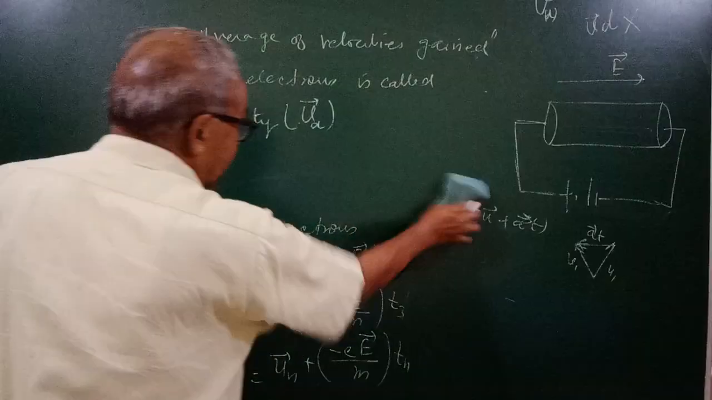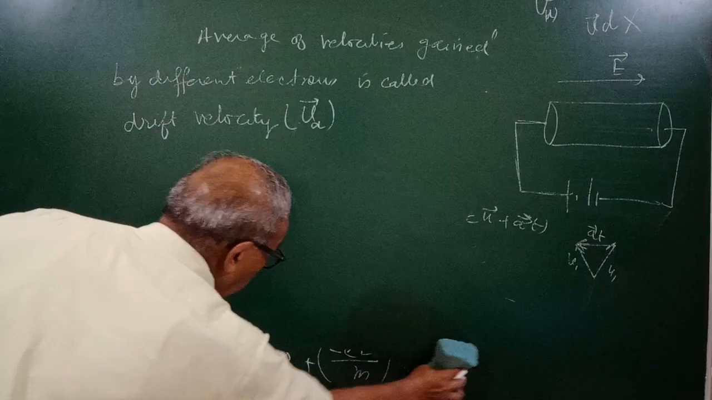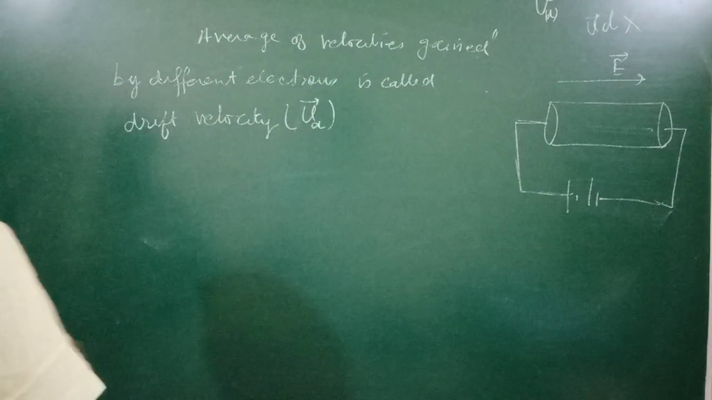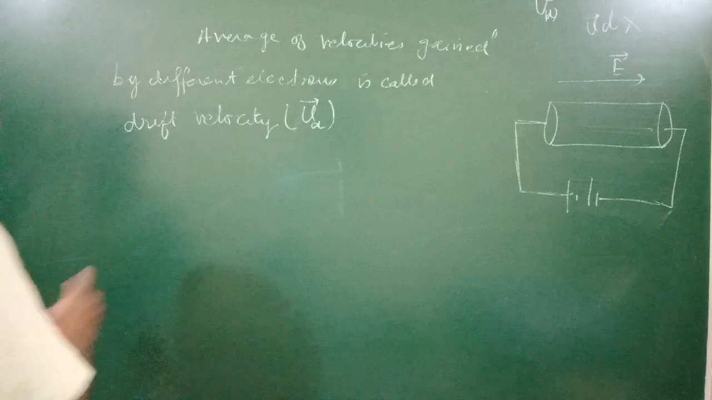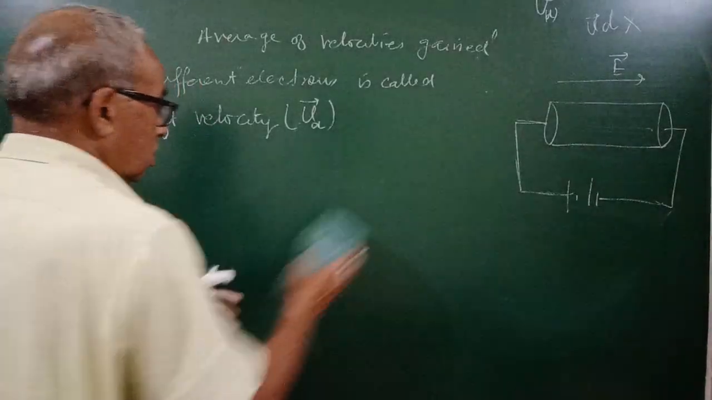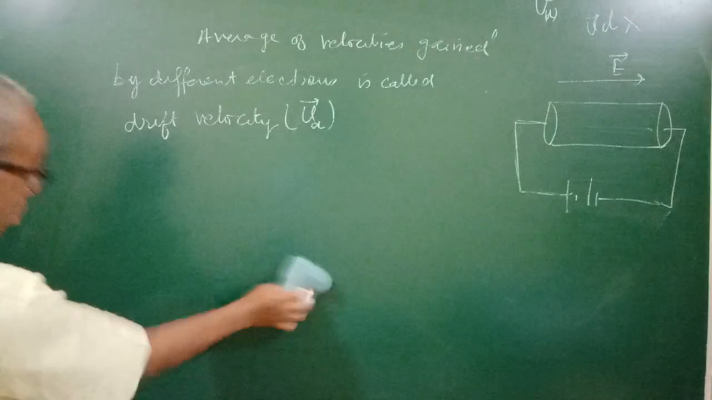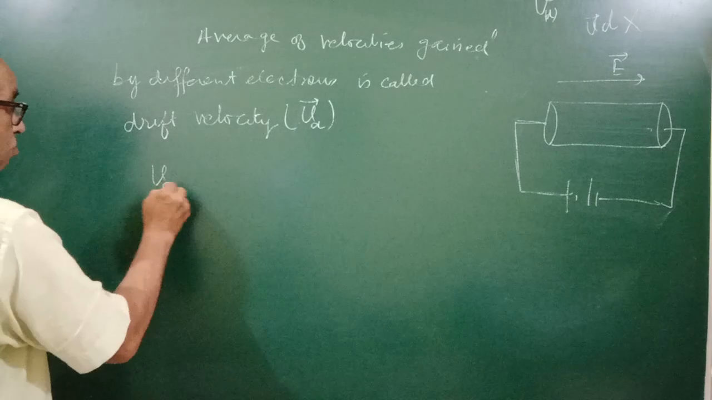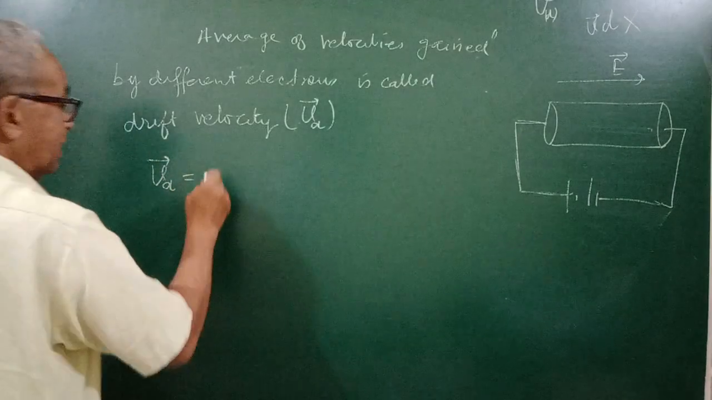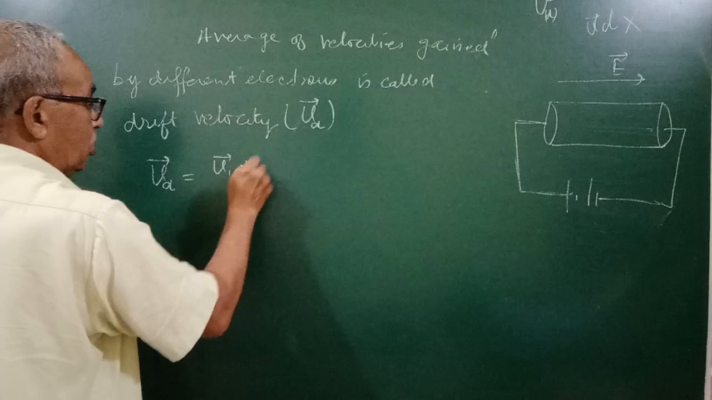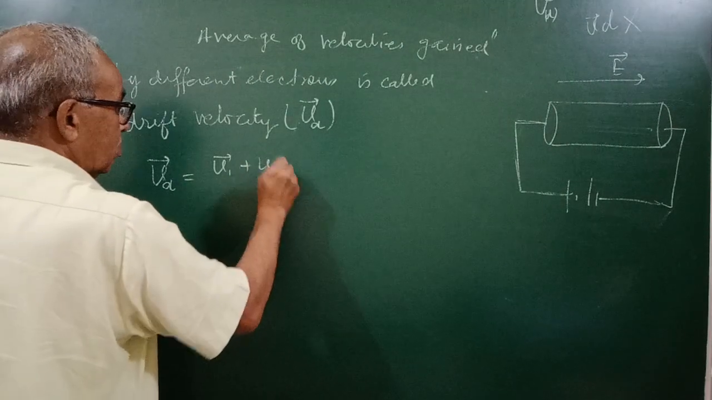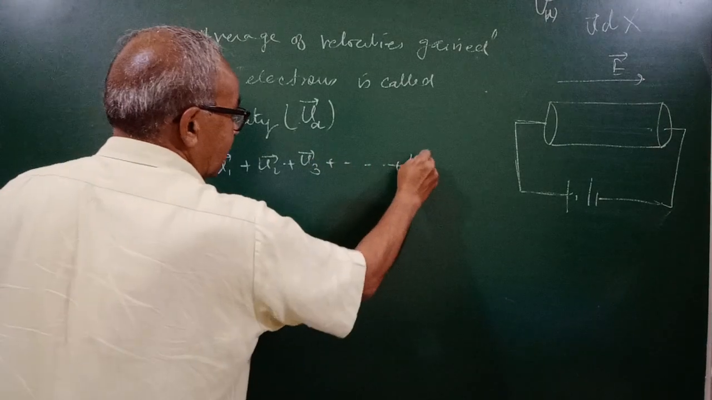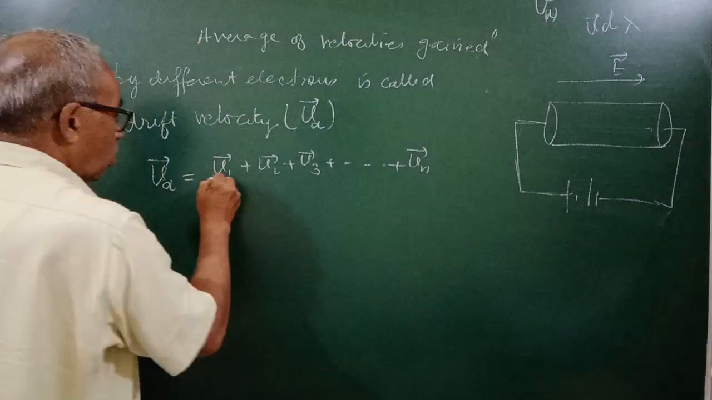So what is vd? Average of all these velocities. How will we write it, brother? So vd is equal to v1 plus v2 plus v3 plus so on plus vn upon n.